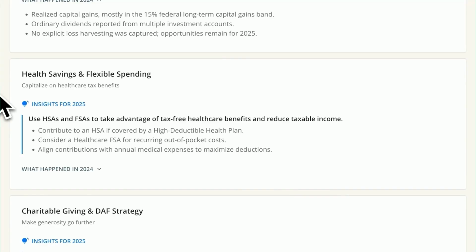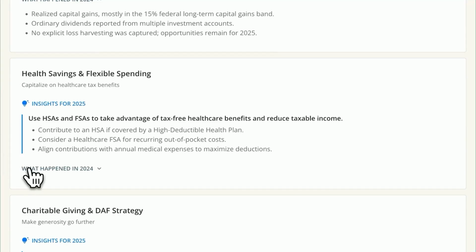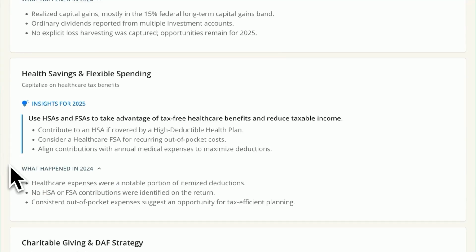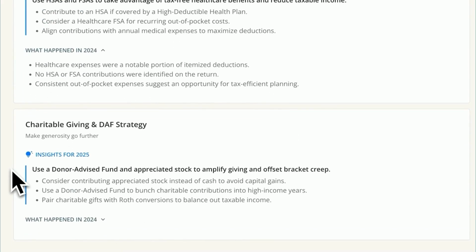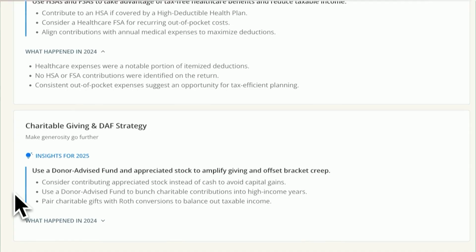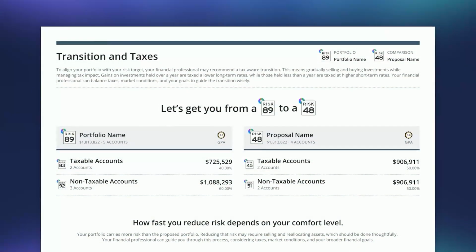Healthcare drove a large share of itemized deductions, and based on her MAGI tiers, she may benefit from additional tax advantage strategies. Charitable planning ideas. She still has giving capacity. A donor-advised fund could help, and pairing appreciated stock gifts with Roth conversions may offset bracket creep. And that's just one client. Across clients, you'll see insights around investments, retirement income, deductions, credits, payments, passive income, real estate, each tailored uniquely to the individual.